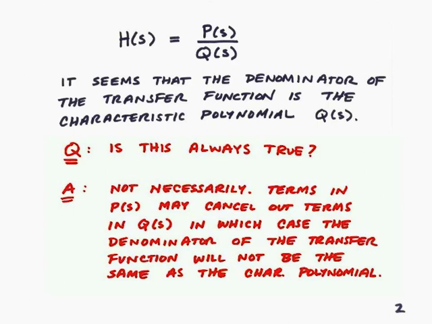Terms in P of s could cancel terms in Q of s. In this case, the denominator of the transfer function will not be the same as the characteristic polynomial. In just a moment, we'll look at an example where this happens, where the denominator is not the same as the characteristic polynomial. But first, let's talk about the implications this has for stability.